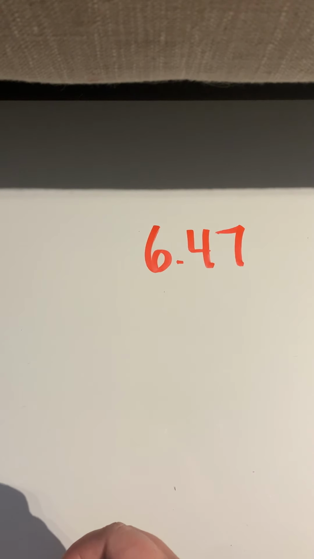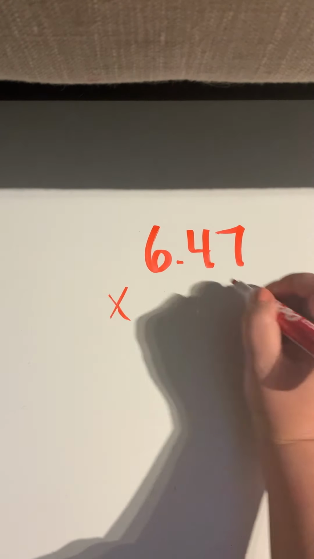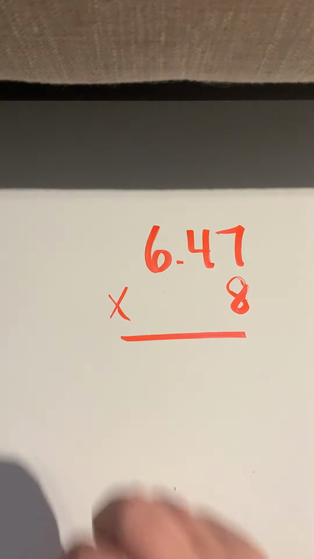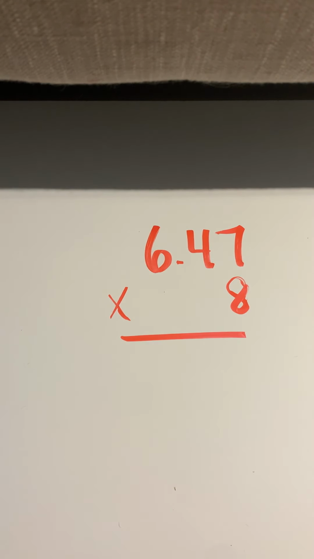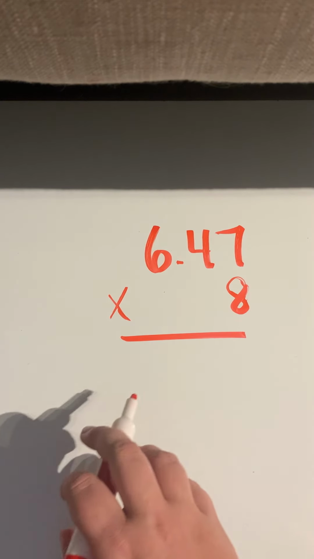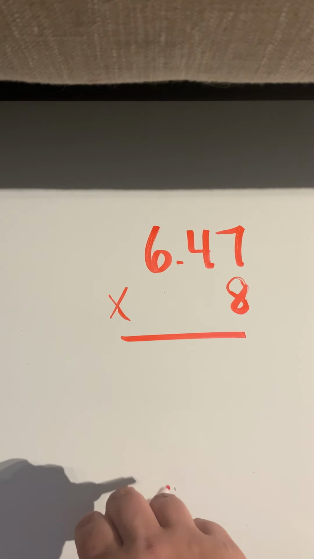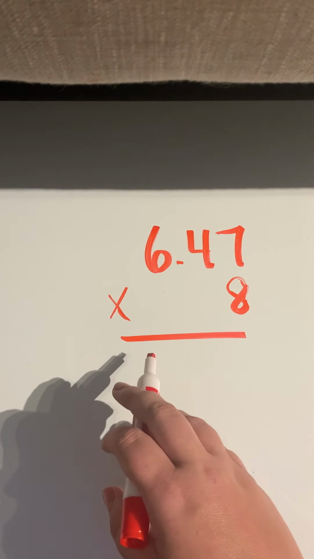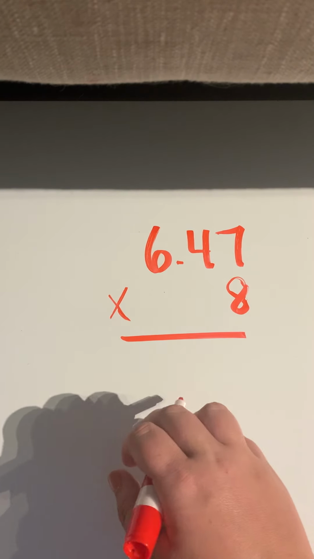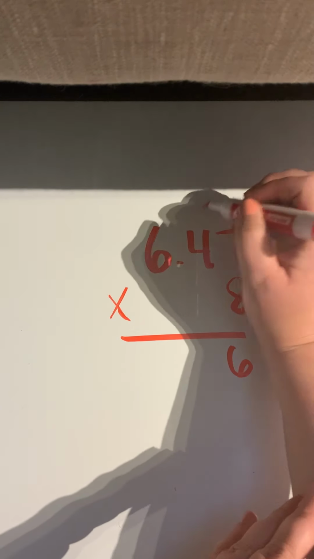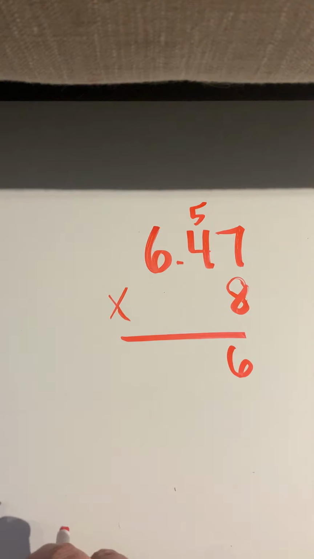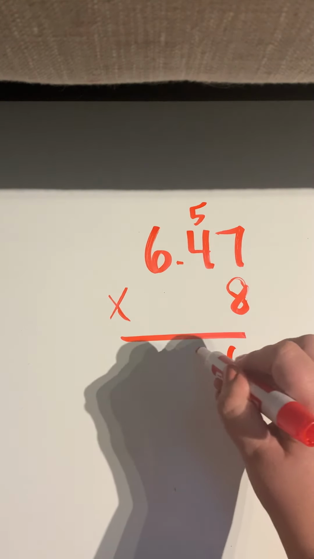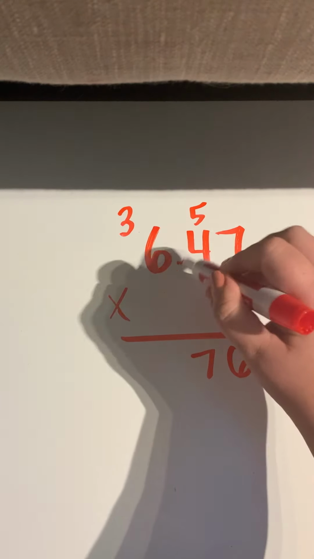6 and 47 hundredths, and we're going to be multiplying it by 8. So I'm going to be finding the exact answer, and then we are going to be estimating to make sure that our exact answer, our exact product, is reasonable. So 7 times 8 is, excellent, 56. 4 times 8 is 32 plus 5. Okay, 37. Bring down my decimal.